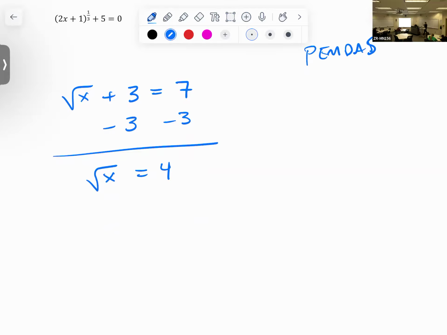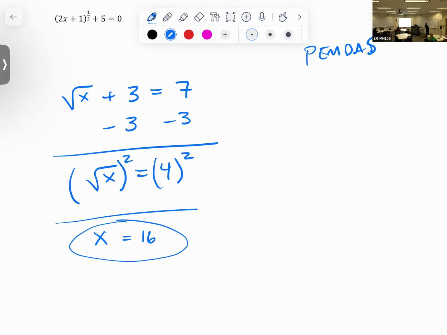Because if I try and square it there, I end up having to do a box. Now I'm here, now I can square both sides. Then it just becomes x equals 4 squared, right? Correct. X equals 4 squared, aka 16.